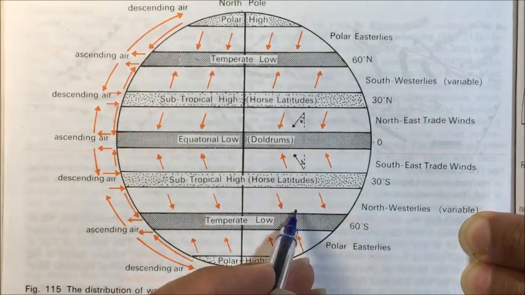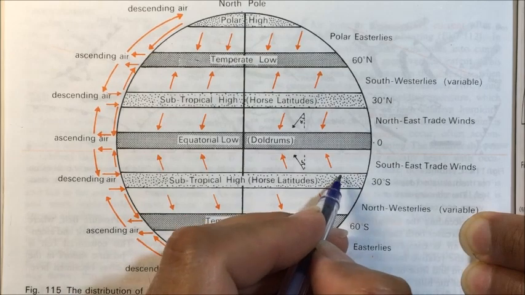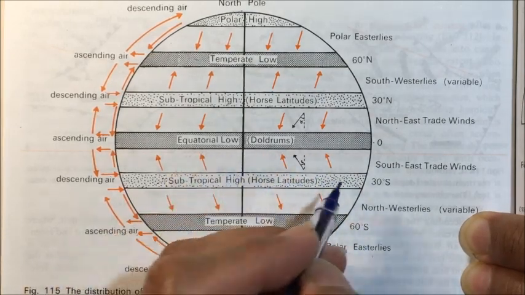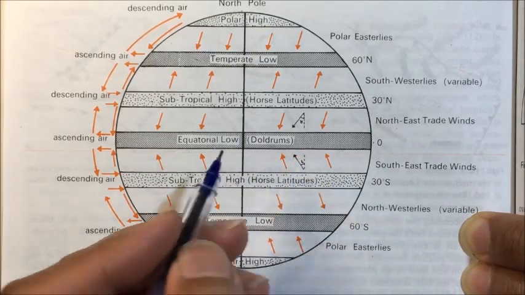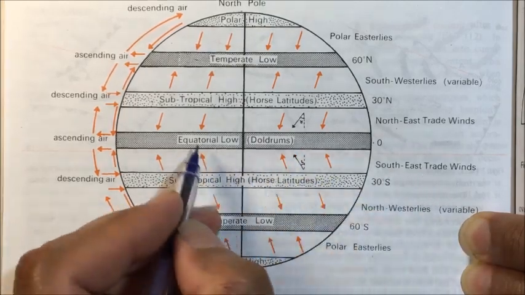And similarly in the southern hemisphere, here are the southeast trade winds, they seem to originate from southeast. Therefore, they are called southeast trade winds.